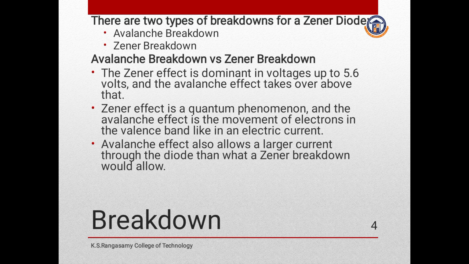Usually the avalanche breakdown will occur at a voltage greater than 6 volts in reverse biasing condition.